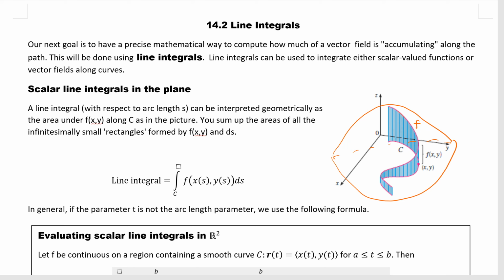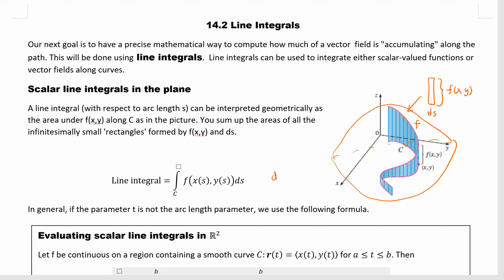And if we cut it into small rectangles, let's look at each rectangle. You can see this rectangle, the base is ds, the height is f of x y, right? So when we sum up the areas of the rectangles, we just get the integral along the path C of f of x y ds. But in general, if the parameter t is not the arc length parameter, then we have to make a change of variable.